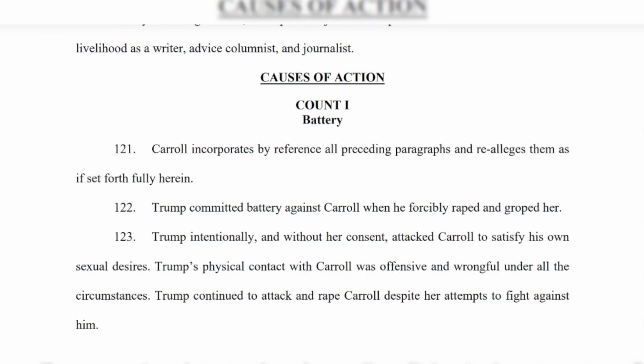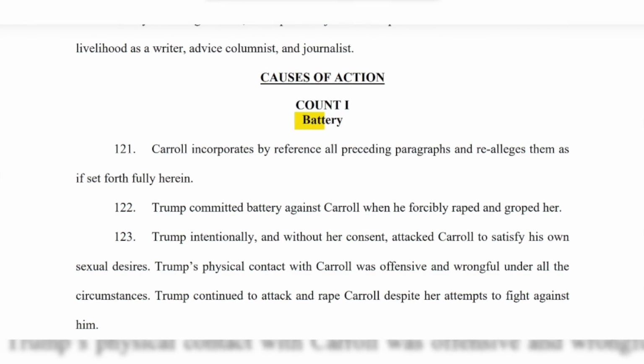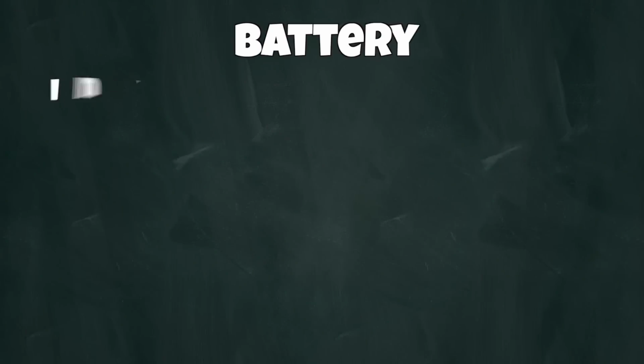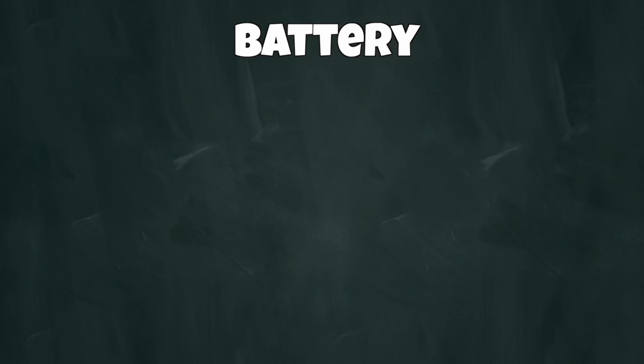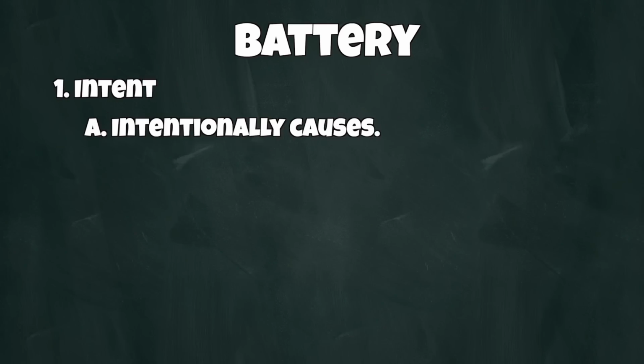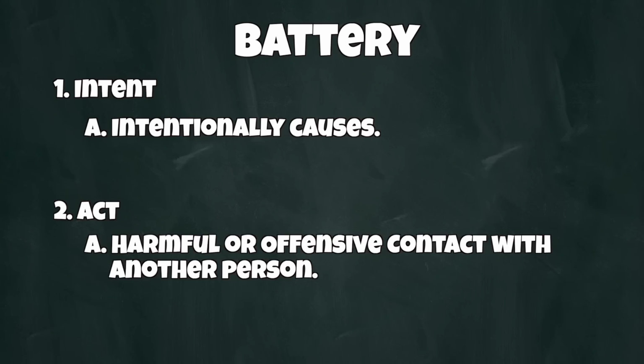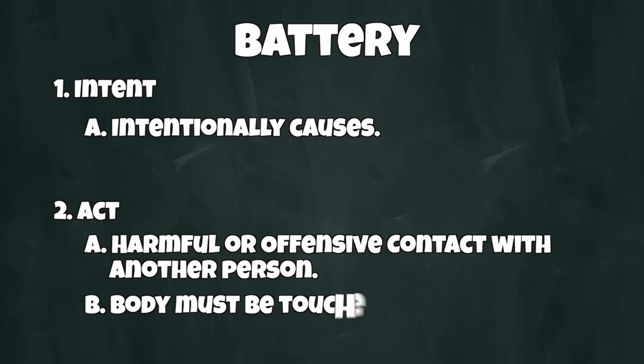So now let's look at the causes of action in the lawsuit. Count one is battery. Battery is when someone intentionally causes harmful or offensive contact with another person. Battery has essentially two elements. The first is the intent element, where the person intentionally causes, meaning the person has to intend to do this. And the second is the act. The act is harmful or offensive contact with another person. And the caveat here is that someone's body must actually be touched.